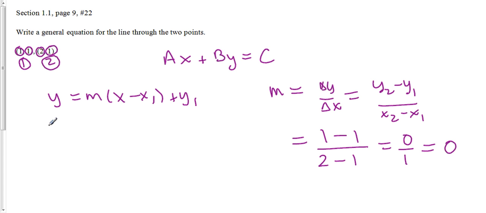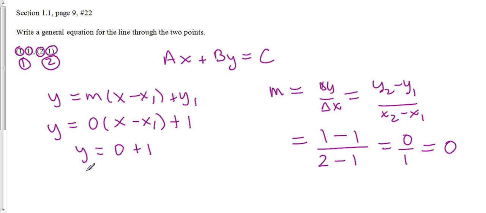So I'm going to substitute in. I've got y = 0 times (x - x1), doesn't really matter what I choose, plus y1, which is going to be 1, and that's going to give me y = 0 + 1, or y = 1, which we might have suspected, being that the y values were the same for both points, even though the x values changed.